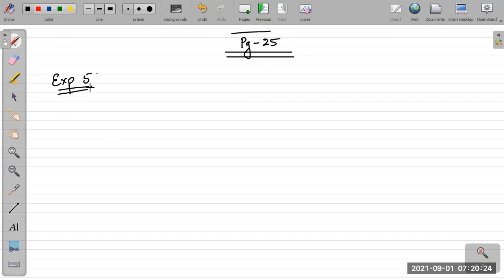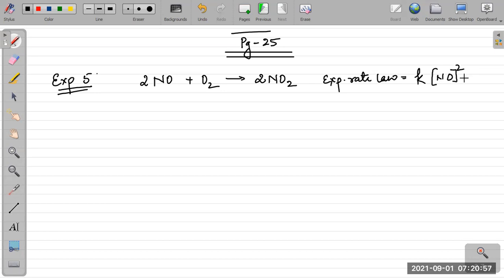Example 5, we have reaction 2NO reacting with O2 to form 2NO2. The experimental rate law happens to be K into concentration of NO square into O2.